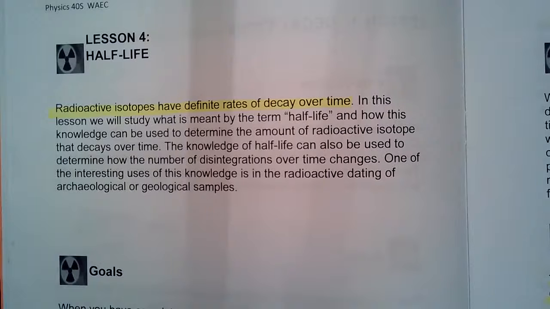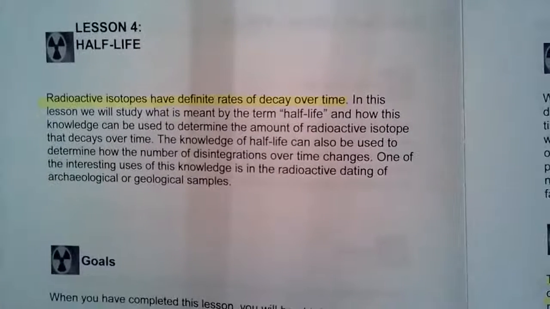When an atom of a particular element changes its number of protons, the element changes. But if the atom changes the number of neutrons, then you have an isotope of the same element. So you still have the same element, but a different number of neutrons. The number of electrons and the number of protons remain the same. Radioactive isotopes have definite rates of decay over time.